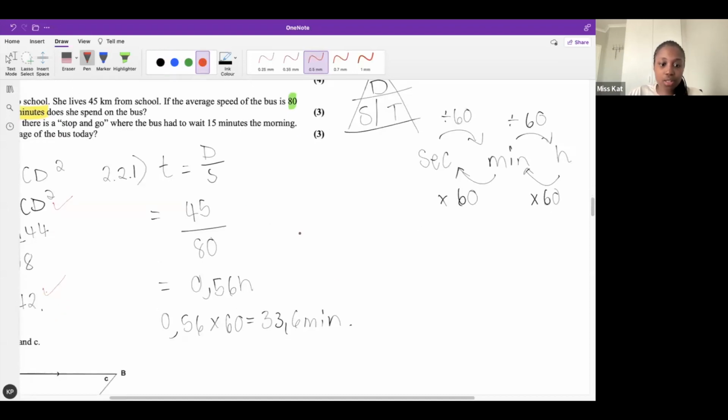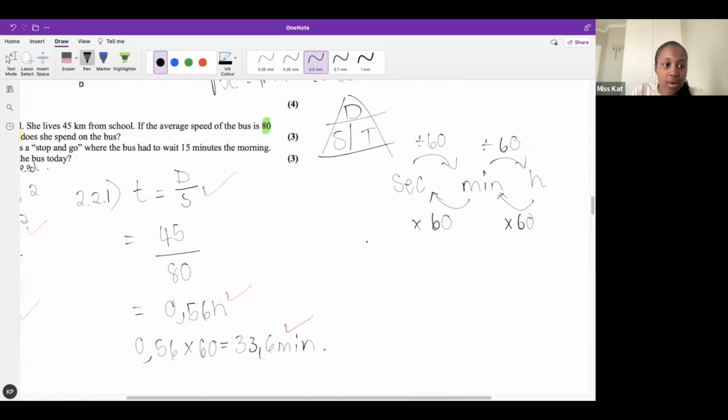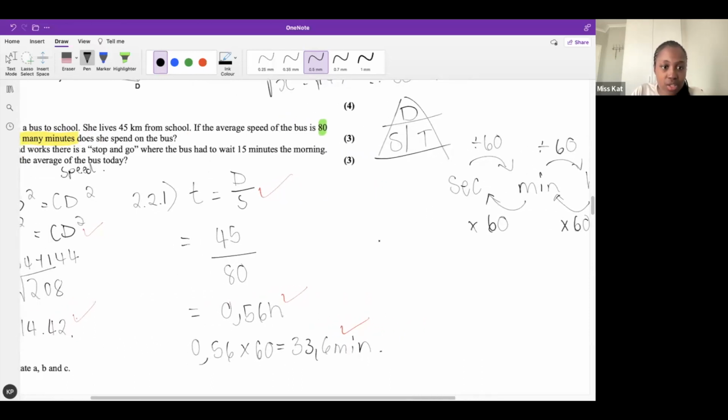All right. So mark allocation. First of all, its conversion is going to be very important. The correct hours and formula, 3 marks. So you have to have the formula correct, and then you have to substitute correctly. Then: During roadworks, there's a stop and go where the bus had to wait 15 minutes in the morning. So what was the average of the bus today? This is a terrible question. I should have said, so what was the average speed of the bus? What was the average speed of the bus today?